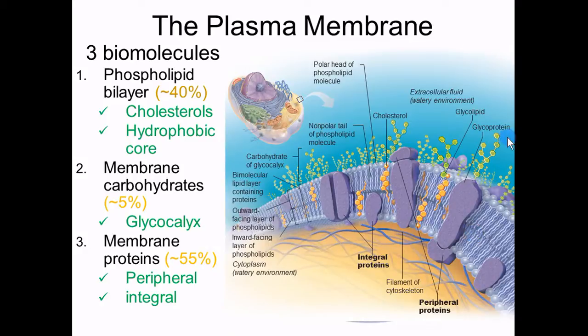The water stays in one area, the oil stays in another. This core on the inside is oil-loving, which means the water-loving substances stay on the outside. Next, the carbohydrates. The carbohydrates are only about 5%, so of all the components, they're the least in number. But it's not that they're not significant. They're super important. They make up this covering called the glycocalyx, which is important for recognition.